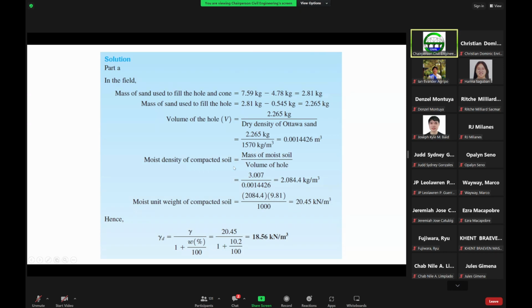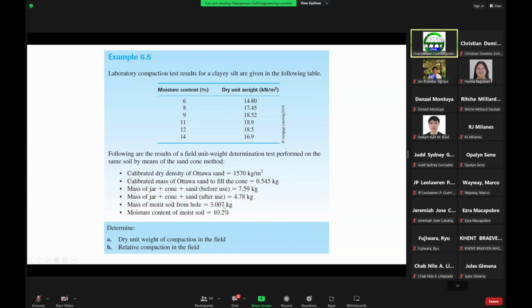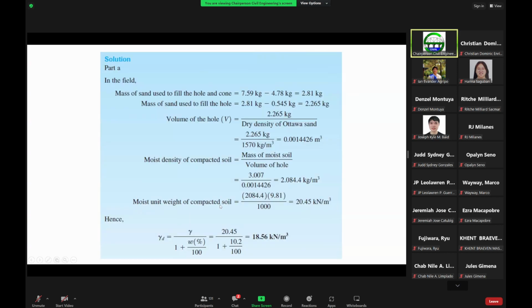And then we can also determine the moist density of the compacted soil, which is the mass of the moist soil. I think that's also given. That's this one, the mass of the moist soil from the hole. Divide that by this volume of the hole, which gives us the moist density. From the moist density, we can get the moist unit weight by just doing some conversions. That gives us this value.